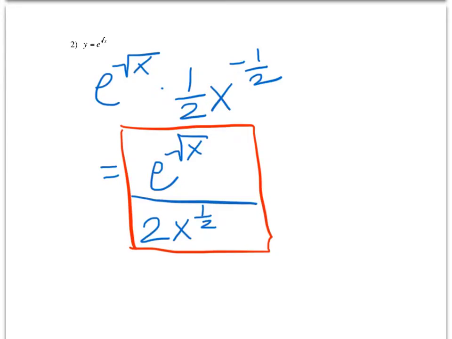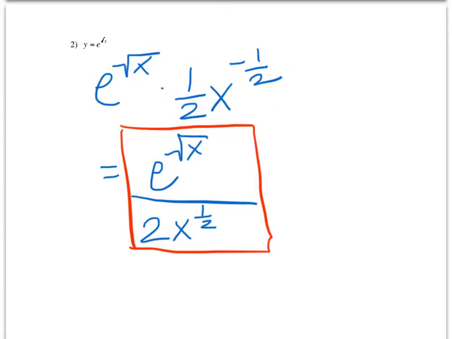Okay, so y equals e to the square root of x. So e to the square root of x stays the same. And then you have to do the derivative of the square root of x. The square root of x is x to the half, so you make the half go to the front, and then you subtract 1 from the half. 1 minus half equals negative half.